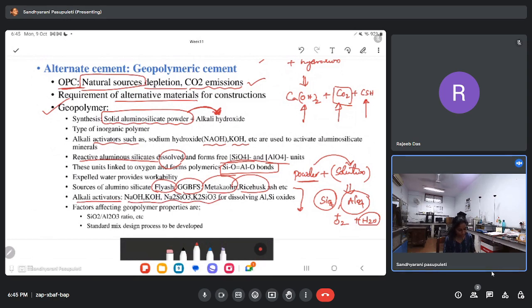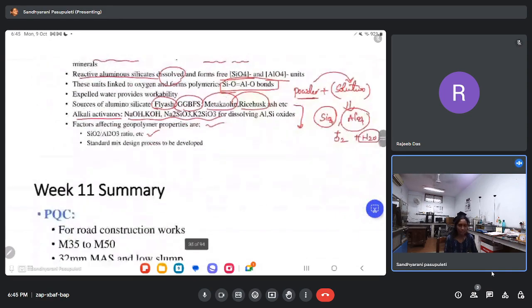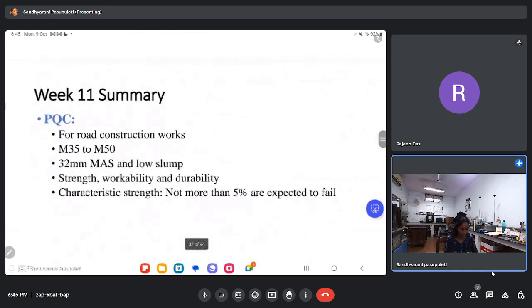So what are the factors affecting the geopolymer properties? Let us say I have some aluminosilicate powder and I have the activators. If I mix them with the solution, will I get geopolymers of the same strength always? No. The strength properties of these geopolymers depend upon the ratio of SiO2 to Al2O3, that means silicon oxide to aluminum oxide, and other properties. But currently we do not have a standard mix design process to produce this geopolymeric cement. Though we have literature available, as people have been trying to understand its behavior, we still do not have a standard like IRC 44 for OPC.